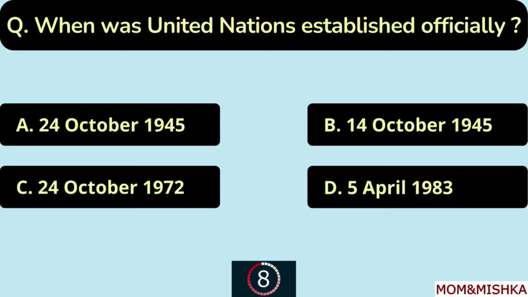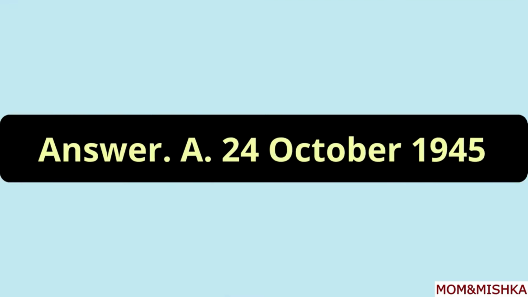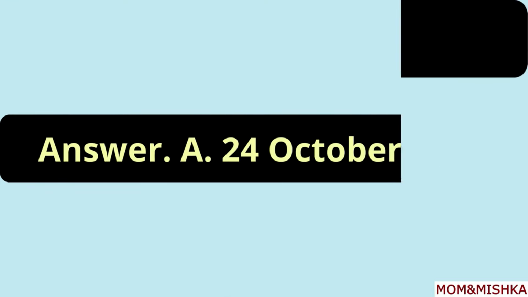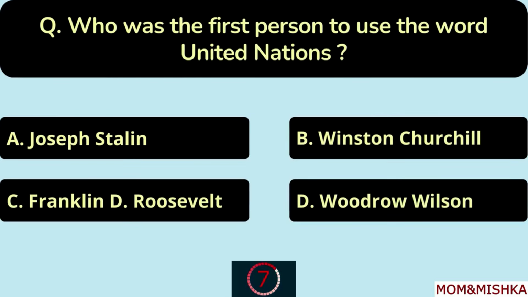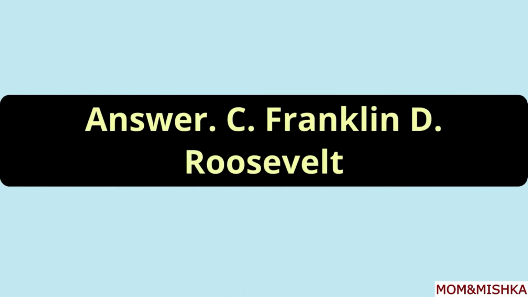When was the United Nations established officially? Option A, on 24 October 1945. Who was the first person to use the word United Nations? It's option C, Franklin D. Roosevelt.